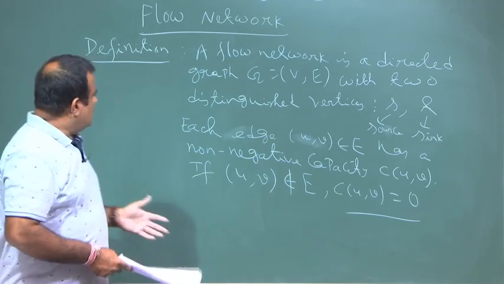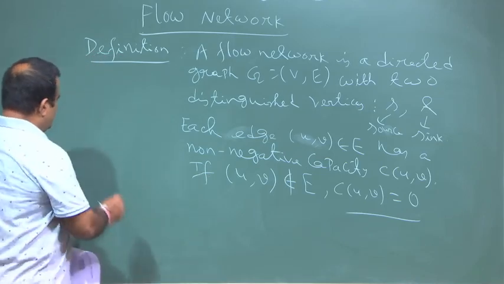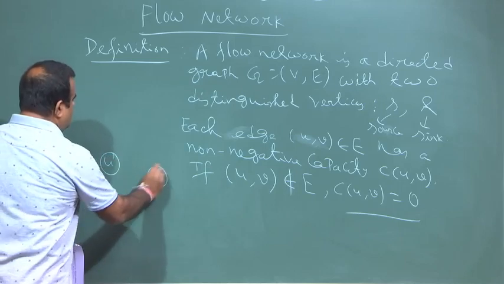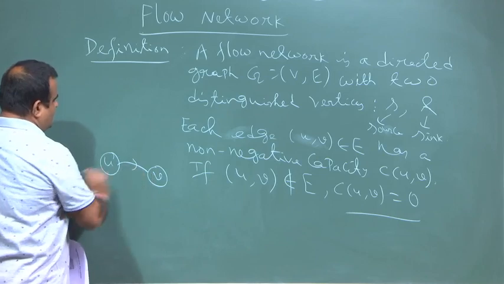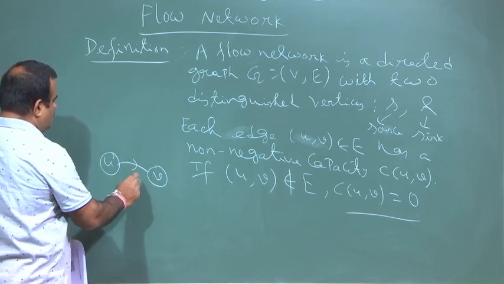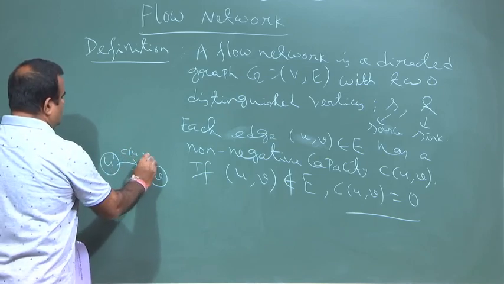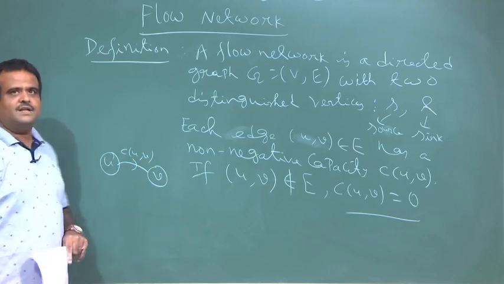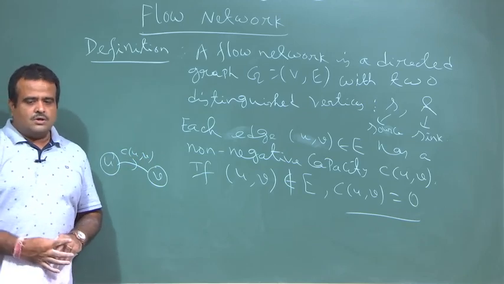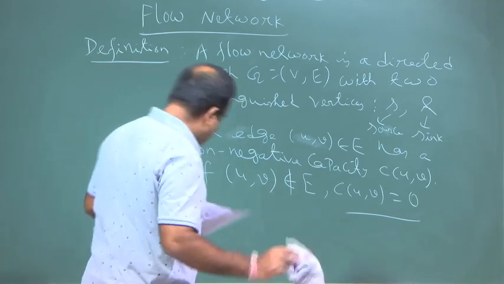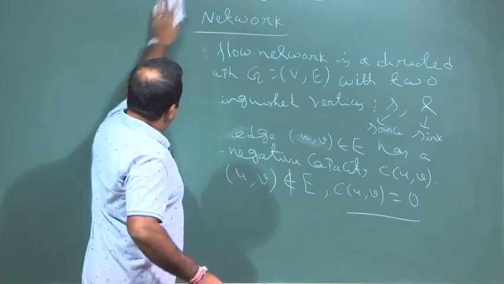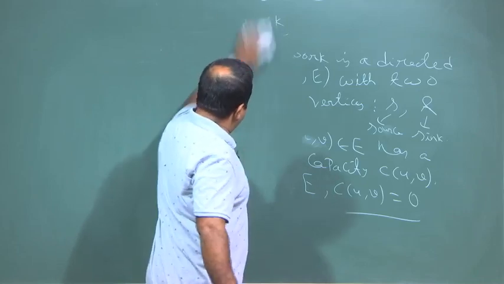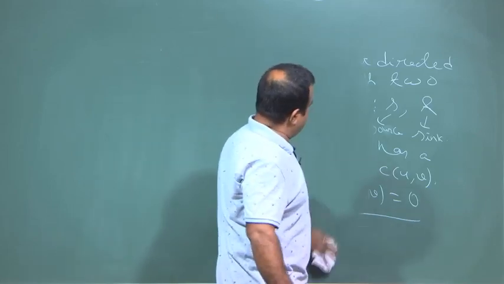So, basically each node. If we have u v, this is a directed graph. If there is an edge from u to v, then there is a capacity, a non-negative integer value. So, we will take an example of such a flow network.